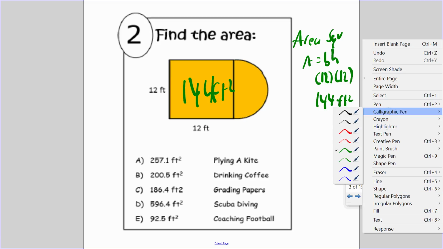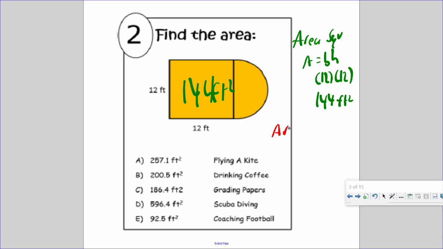Let's use a different pen color. I'll use area of a semicircle, not a full circle, but a semi. A semicircle is half of the circle. To find the area of a semicircle, you take half of a full circle of pi r squared. So what would be the radius of this semicircle? Well, if it's from here to here is 12 feet, then this must be 6 feet.